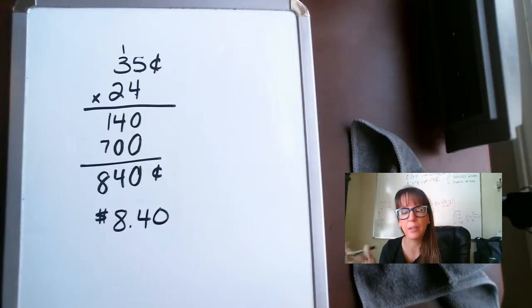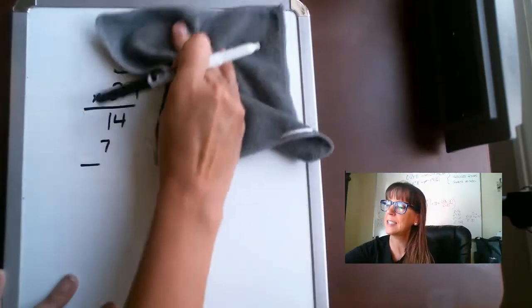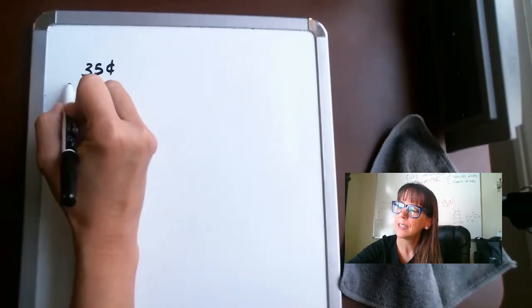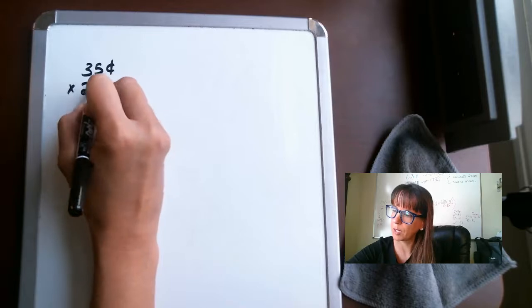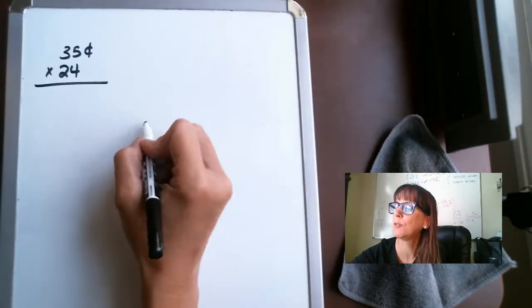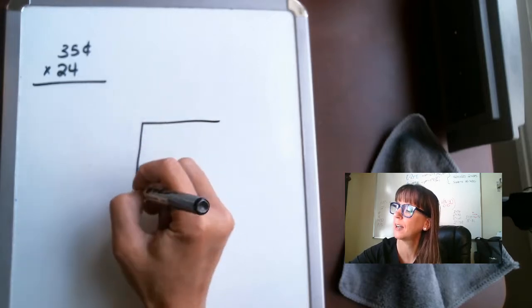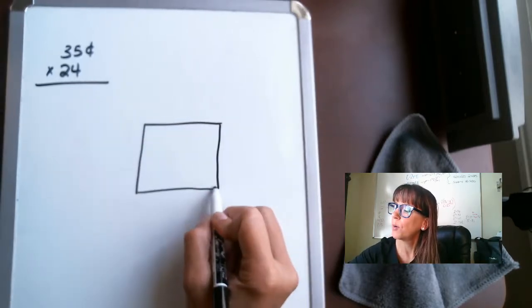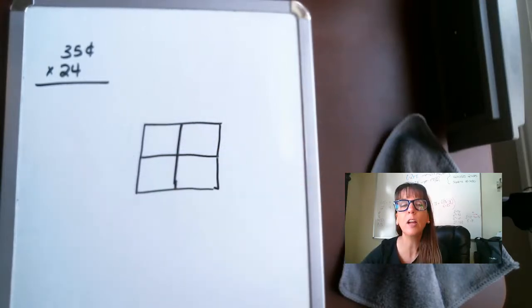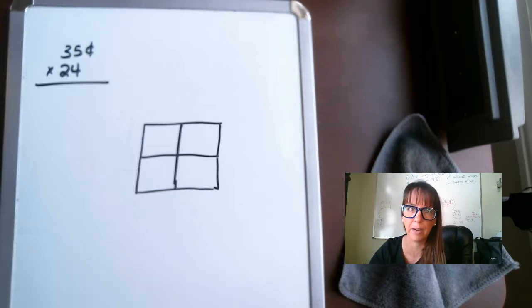Now, the other method of multiplying is this. We still are going to do 35 cents times 24. This is called the box method. And like I said, this actually is really helpful when we get into polynomials in algebra. So I like to just introduce it now. If you like this, great. It takes a bunch of practice, but once you get it down, it's actually a lot faster. I do this now in my head all the time.